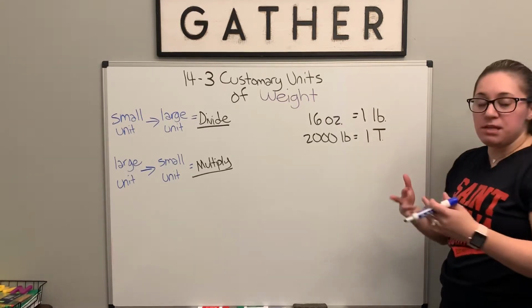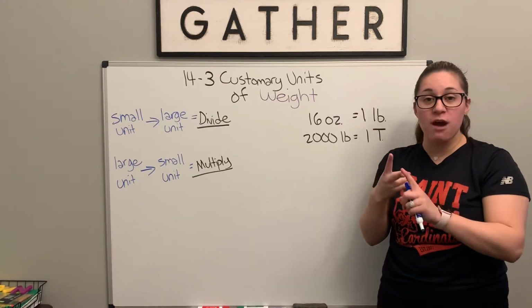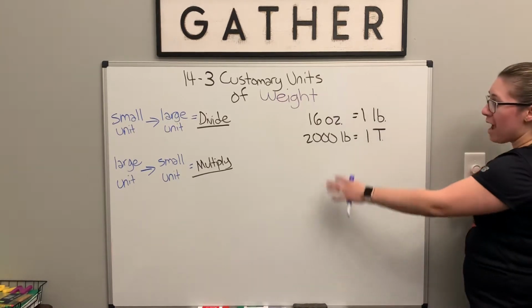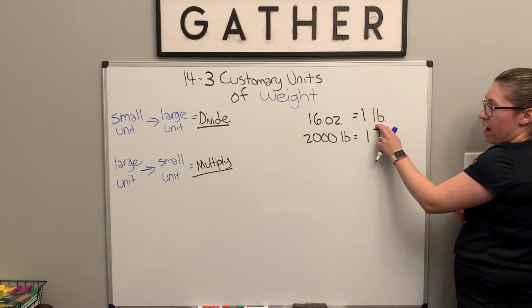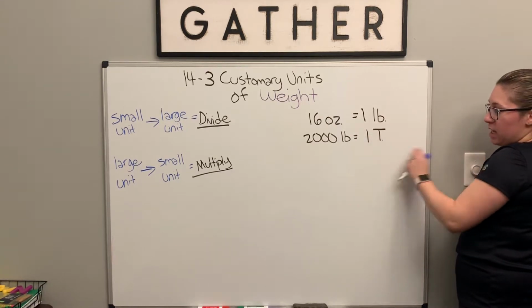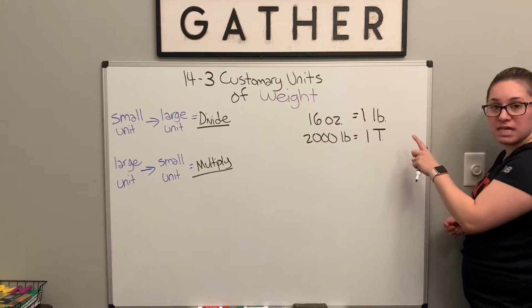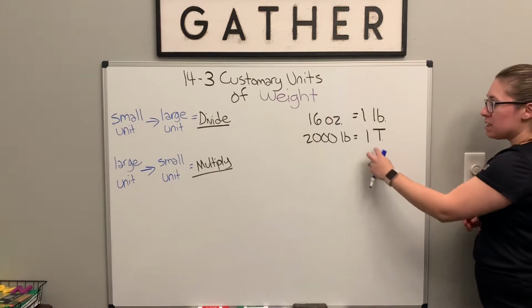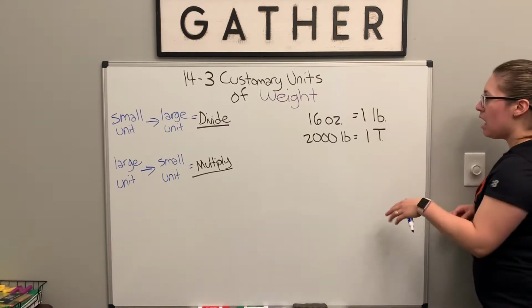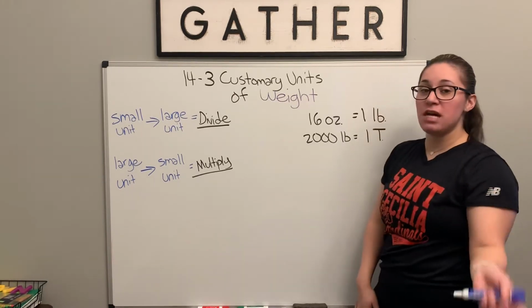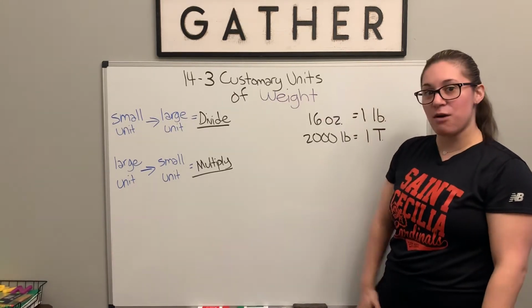So when we weigh things, we talk about ounces or pounds or tons. So ounces is abbreviated as OZ. Pounds is abbreviated with LB, and tons is a large capital T. Okay, we're going to look at tons again when we get to the metric system, but it's going to be a lowercase t.